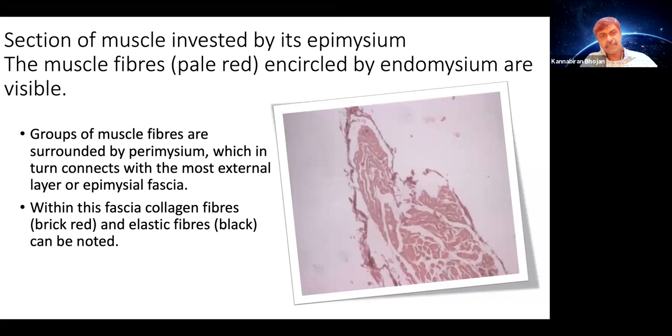And you can see this is one slide on the right. You can see the group of muscle fibers. Basically, we know they are surrounded by perimysium, and in turn they're connected with epimysium. You can see here the fascial collagen fibers in brick red, and the elastic fibers are black. So that is how they are connected. This is one section just to show you some idea about how the muscles have the fascia.